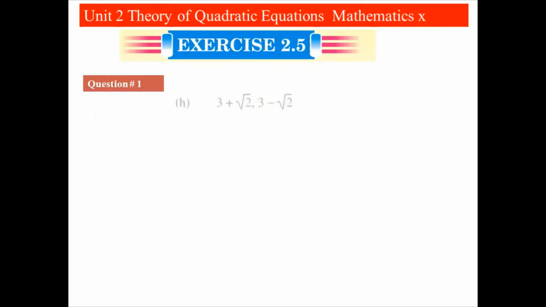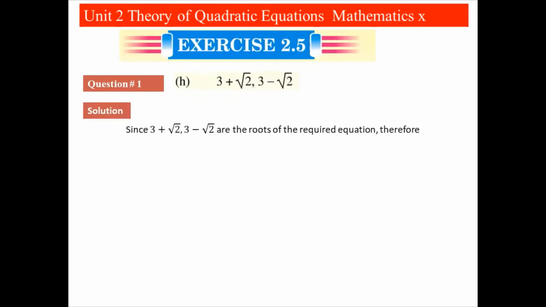Now question number 1, part H. We have to find the quadratic equation having roots 3 plus square root of 2, 3 minus square root of 2. Since 3 plus square root of 2 and 3 minus square root of 2 are the roots of the required equation, the sum of the roots s is equal to 3 plus square root of 2 plus 3 minus square root of 2. So the plus square root of 2 cancels out with the minus square root of 2.